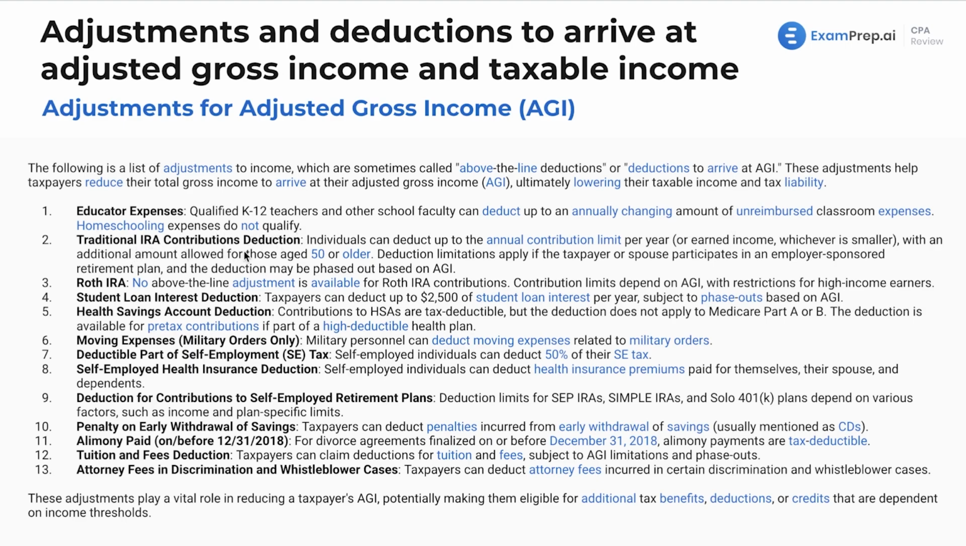Traditional IRA contributions deduction. This is something you all may be familiar with, getting into the working world and socking away for retirement. Now, individuals can deduct up to the annual contribution limit per year or earned income, whichever is smaller, with an additional amount allowed for those aged 50 or older. Again, this will be something to memorize. We'll have it linked below. Deduction limitations apply if the taxpayer or spouse participates in an employer-sponsored retirement plan, and the deduction may be phased out based on AGI.